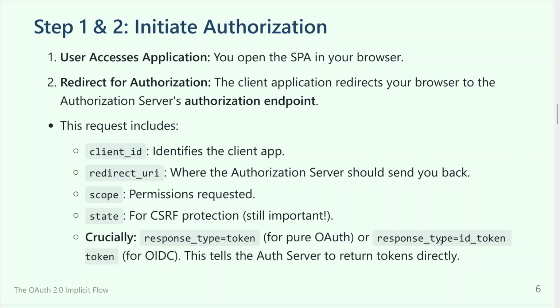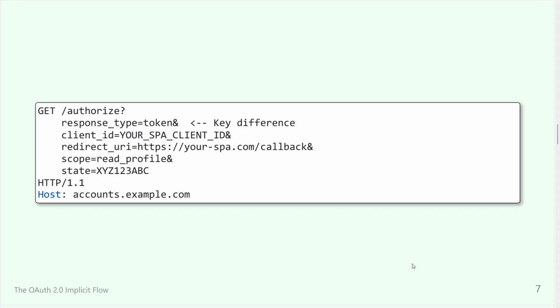And crucial is the response type: token for pure OAuth, or if you also want a token for the user, you have to provide ID token and token in the response type, so you can receive both if you want a kind of OpenID and access token. This tells the auth server to return tokens directly. There is no intermediary step with a code, as I said previously, but you can see my previous video if you want to understand all these details better.